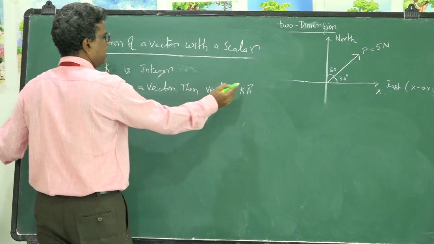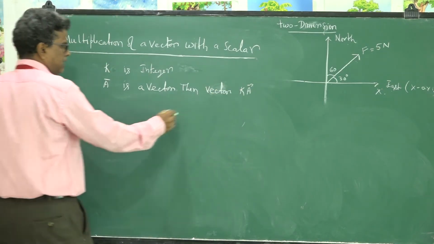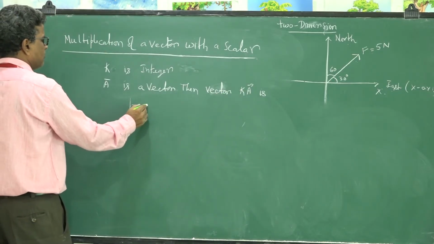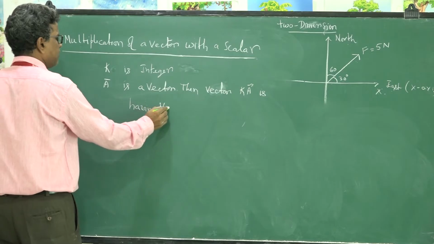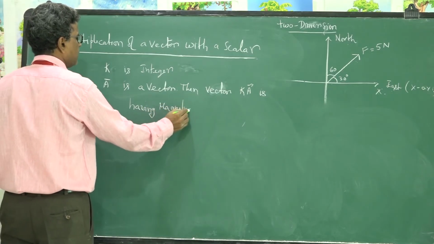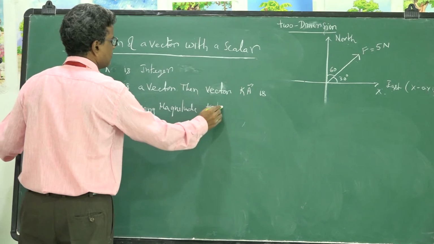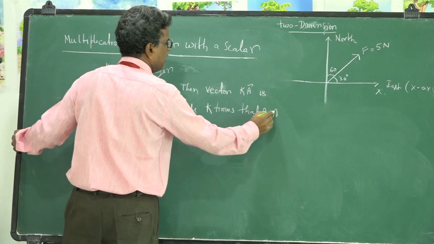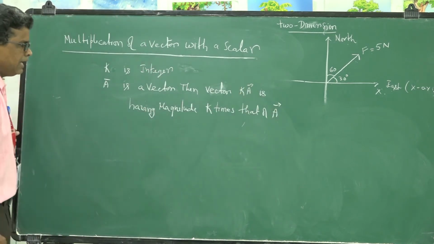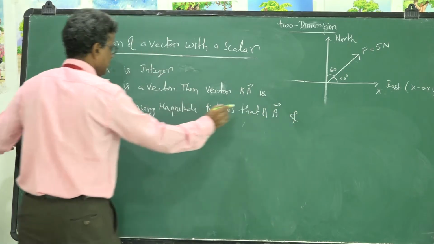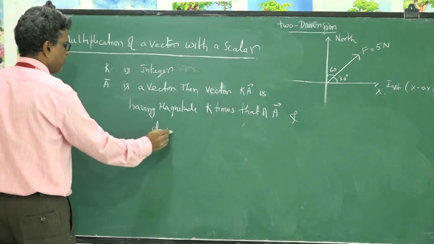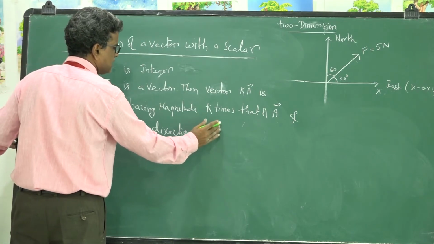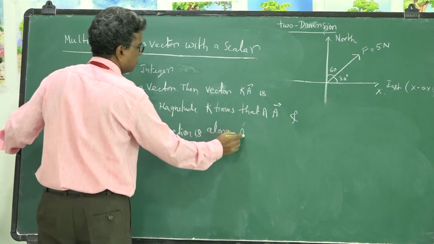That means this vector is multiplied with k, is having magnitude k times that of a bar, and direction is along a bar.